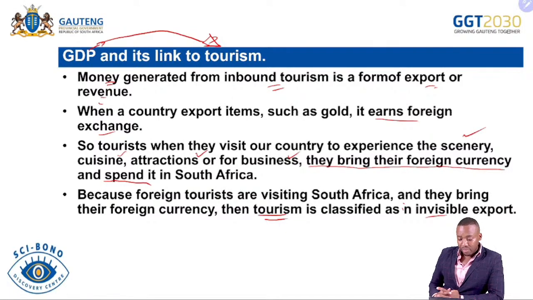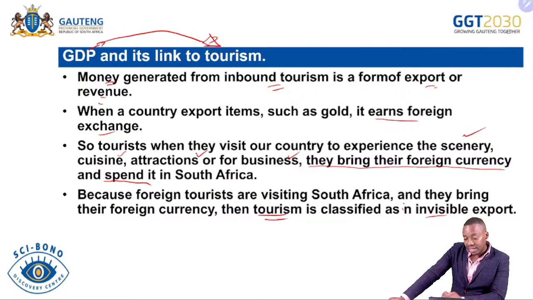Money generated from inbound tourism, it is a form of an export or revenue. Revenue is what? Profit. When a country, for example, exports items, remember we get things from outside, right? Such as gold, it earns what? A foreign exchange when you sell them as well. So tourists, when they visit our country, they want to experience what? The different scenery. They want to experience our beautiful mountains. They want to experience our beautiful oceans. They want to experience our attractions. They want to experience the different types of foods that we have.